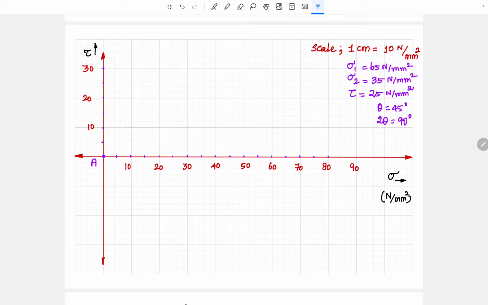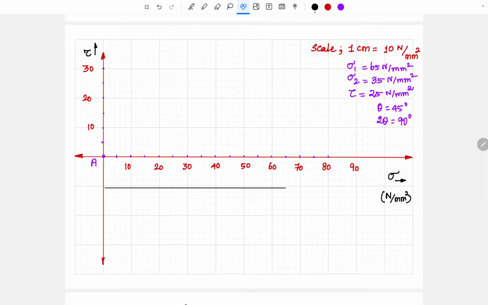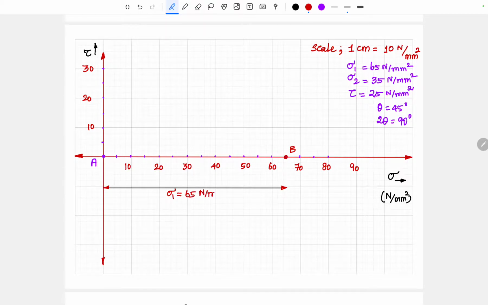So here first I need to draw sigma 1, then sigma 2, then toe value, then for 2 theta we need to mark the point. So first I am going to draw the sigma 1 value along x-axis. So here from A to 65 Newton per mm square, I need to mark the point B. This is sigma 1, 65 Newton per mm square. So I have marked the point B.